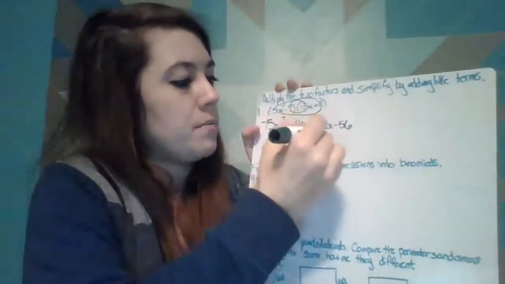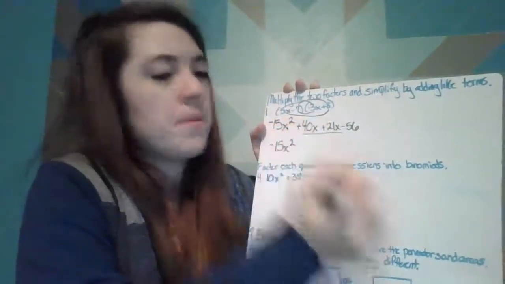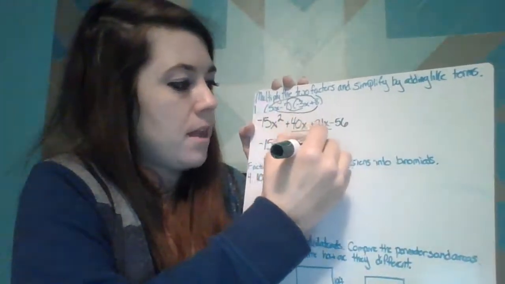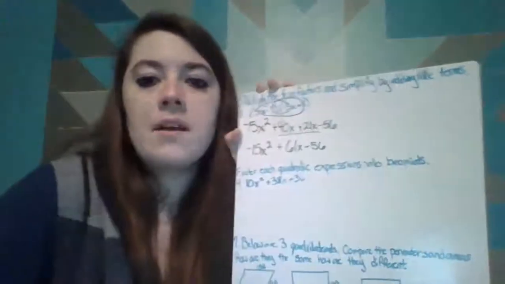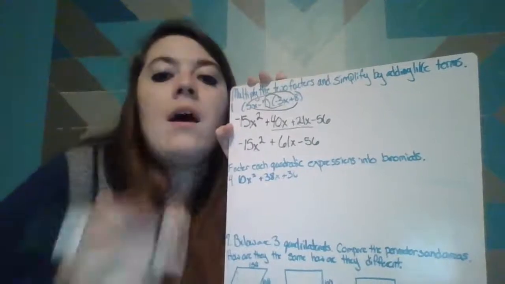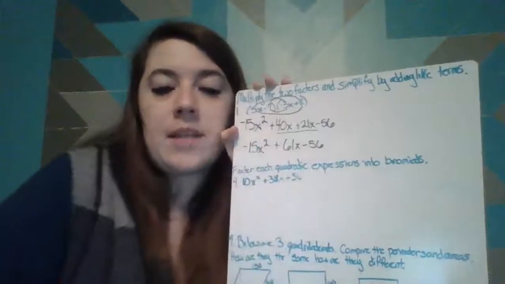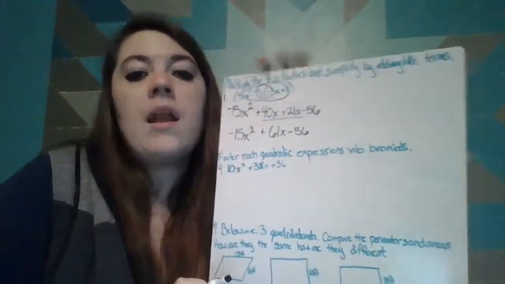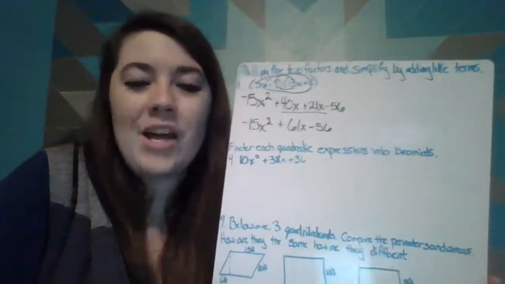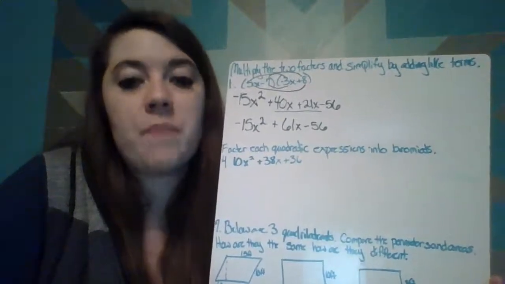Now we combine like terms. So we're going to have negative 15x squared, 40 plus 21 is going to give us a plus 61x minus 56. So that's all you're doing for the first 3 questions, is just using FOIL and multiplying both things in the first binomial to both things in the second binomial. Okay? All right. Now for 4 through 6, guess what? We're undoing them. So we're given a quadratic expression and we want to factor it into the binomials.